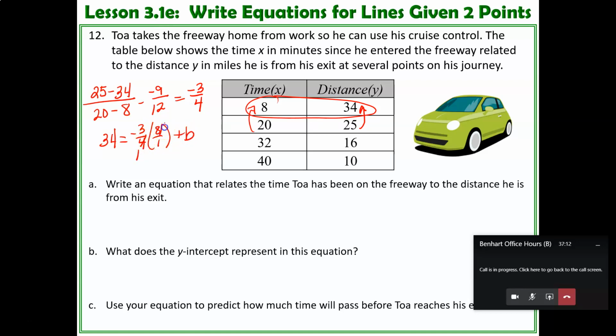I'm going to cross cancel. So I have 34 equals -6 plus b. I'm going to add 6, so b is 40. So let's put it all together. I have y equals -3/4 x plus 40. What does that y-intercept mean? That means that his total distance on the freeway is 40 miles.